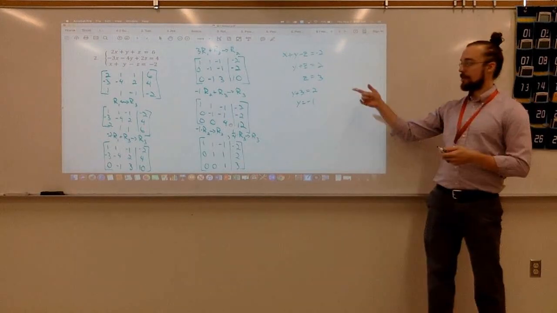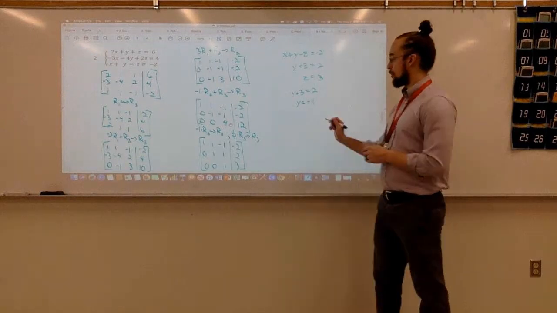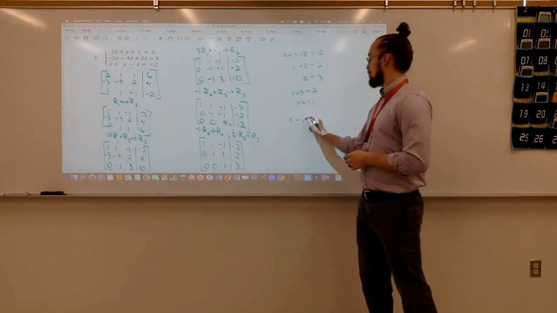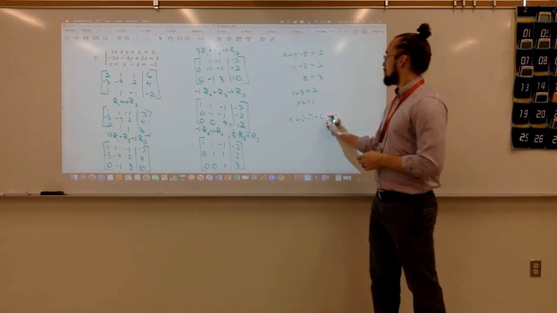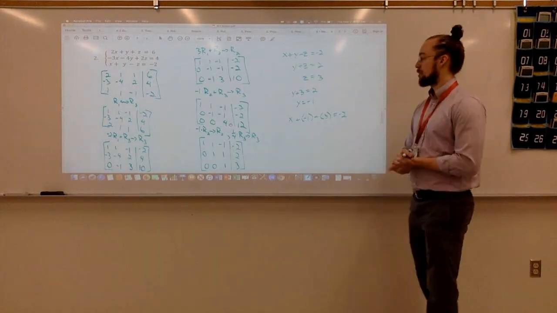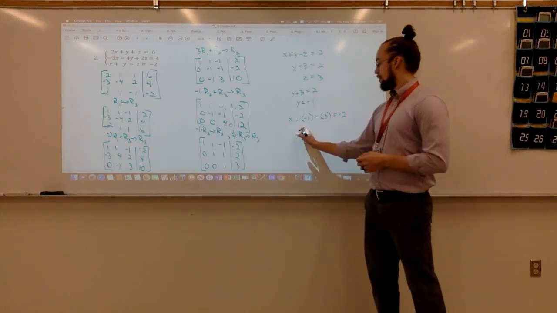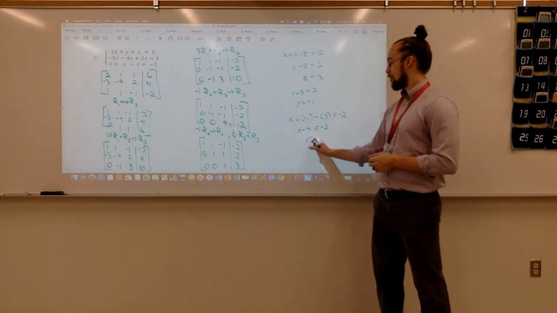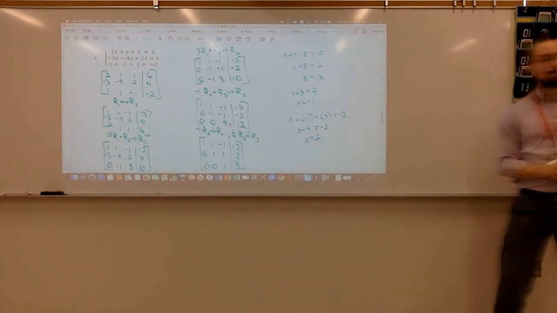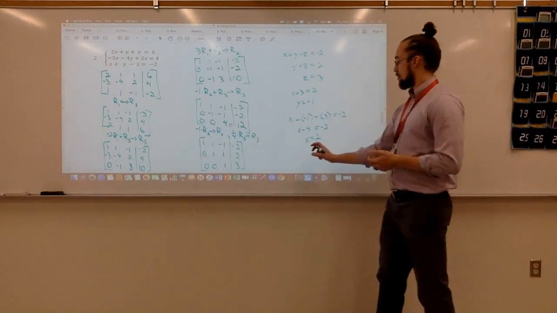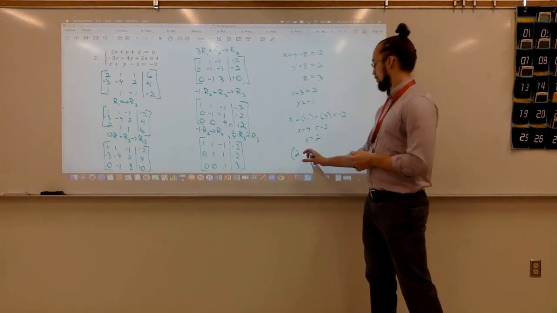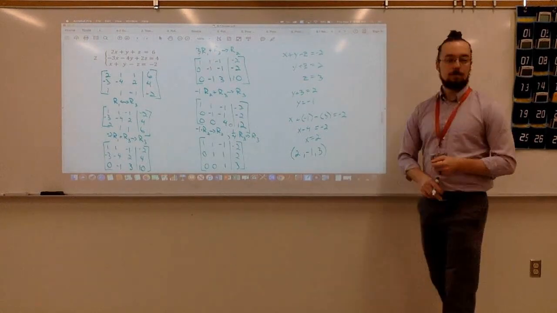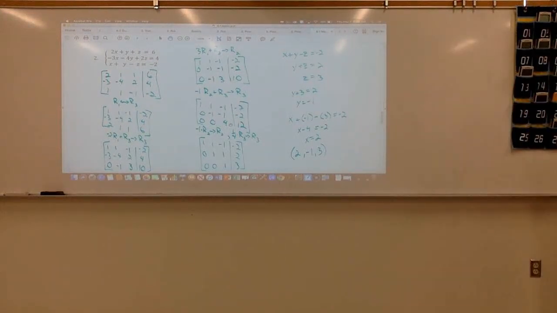Then I can take the 3 for z and the -1 for y and plug them in up here. So x plus -1 minus 3 equals -2. So -1 minus 3 would be -4. Add 4 over. We get x equals 2. So the answer is (2, -1, 3). Once we get the hang of it, like I said.